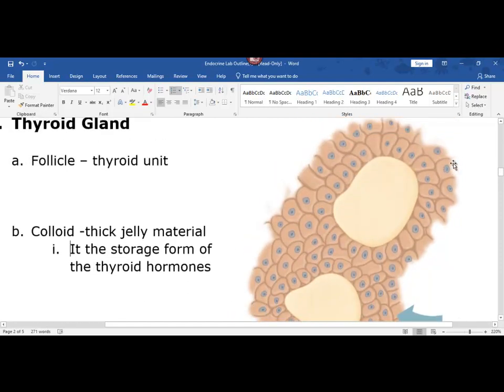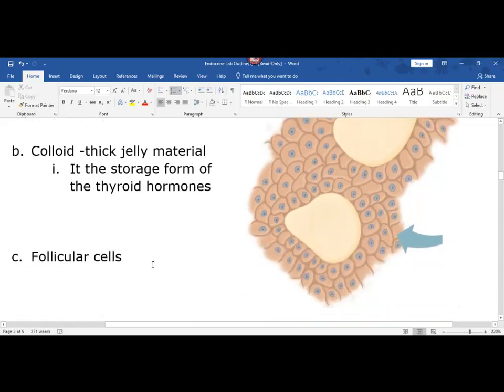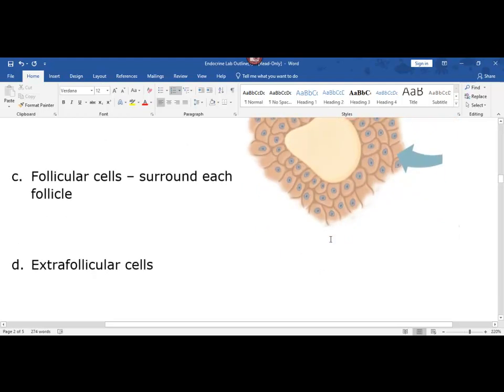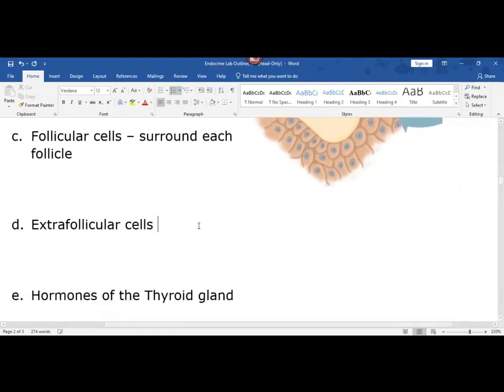Follicular cells. This little ring of cells that goes around that way, those are follicular cells. They surround each follicle, so you're talking about this inner ring. Now I know this picture has a lot of cells, but the inner ring, and I'll show you on our slide in a minute. Extrafollicular cells are found between the follicles.